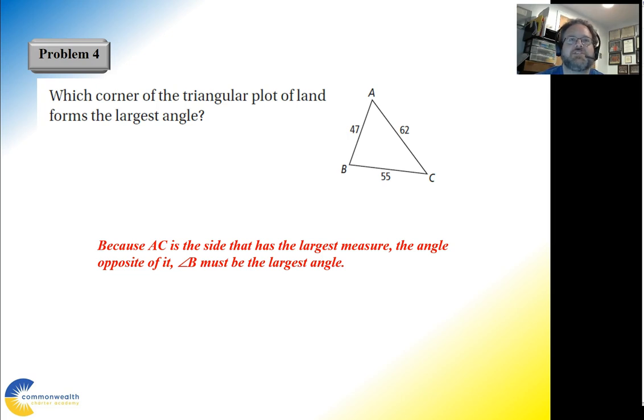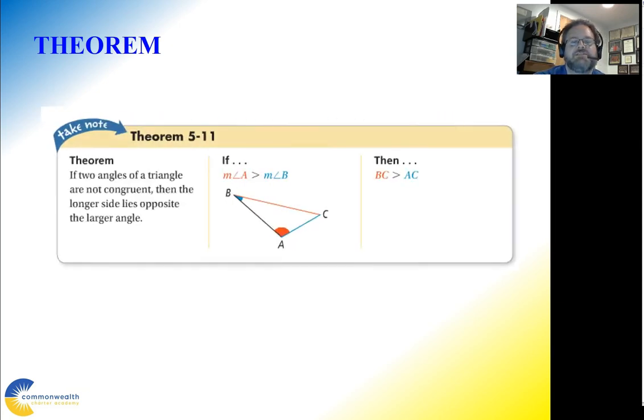And it works the same way for the smallest side versus the smallest angle. The reverse of that is also true. If I know what the angle measurements are, I can see which angle is bigger than the next, and then I can determine which side is going to be bigger than the other because of what sides are opposite of them. So here, angle A is greater than the measurement of angle B. That means that the side opposite angle A, or BC, is going to be greater than the segment AB or AC, because the angles opposite those are smaller than angle A.